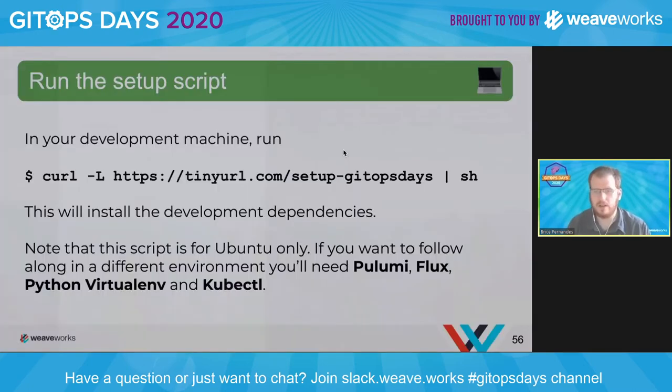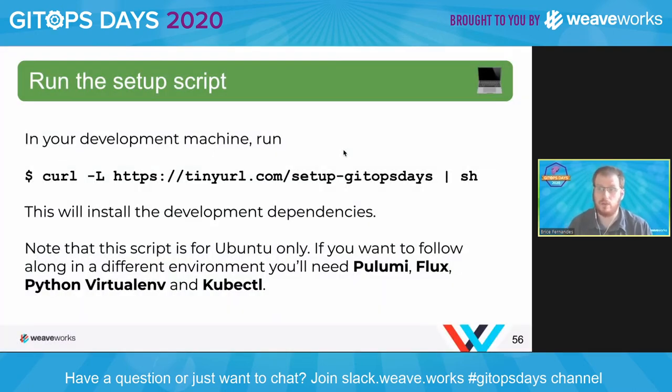So I'll leave this here for just a few moments. So those of you, if you want to follow along, you can grab this URL. It's just tinyurl.com setup GitOps days. It'll give you a shell script that will set up a development environment. It's designed for Ubuntu. If you're not running on Ubuntu, this script will not work. But if you're following along and you've set up your own development machine on DigitalOcean, this will work just fine out of the box.